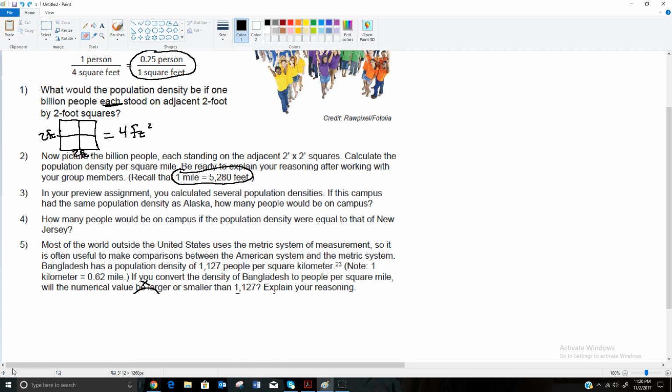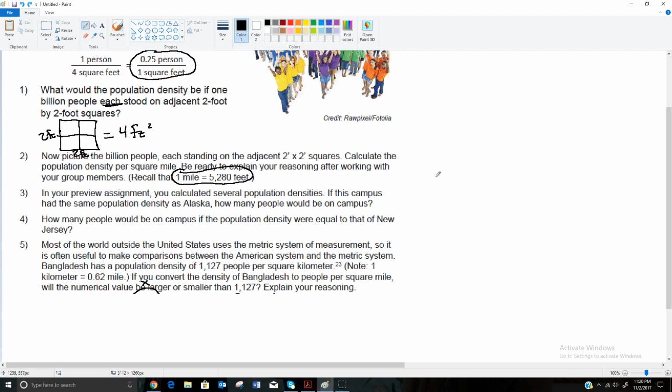Okay, so now I've cleaned this up a little bit so we have a little bit more room to look at these next few questions. So it mentions here in your preview assignment, you calculated several population densities. If this campus had the same population density as Alaska, how many people would be on campus?